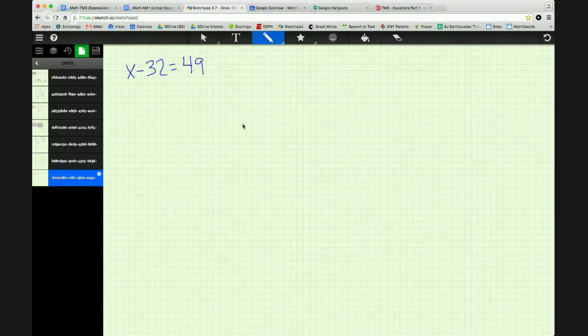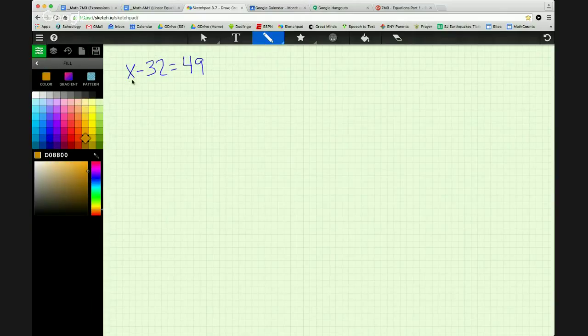Okay, the first thing I want to do is talk about what this means in English. So in English, we describe this as saying, some number, and that number is x, minus 32 is 49. That's our English version. So some number that we take, we subtract 32 from it, and we get 49.